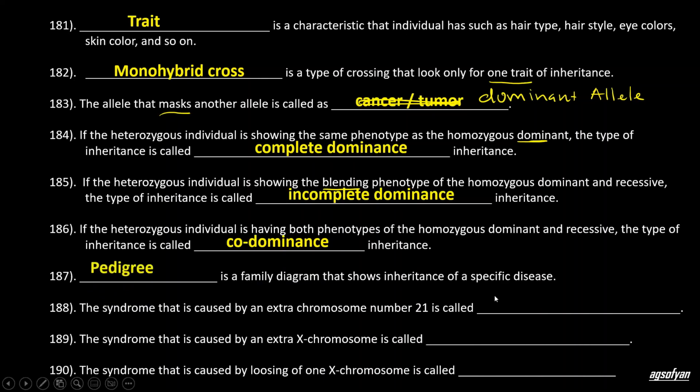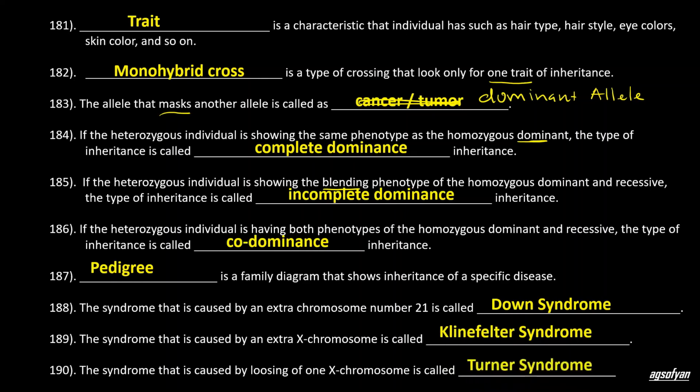The syndrome that is caused by an extra chromosome number 21 is called, this is the Down syndrome. The syndrome that is caused by an extra X chromosome, XXY, is called, this is Klinefelter syndrome. The syndrome that is caused by losing of one X chromosome, like X0, 45X0, is called the Turner syndrome.